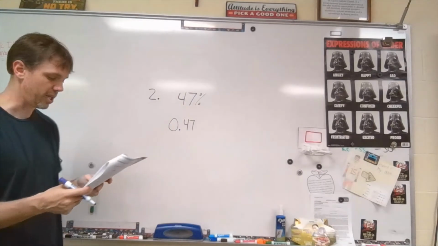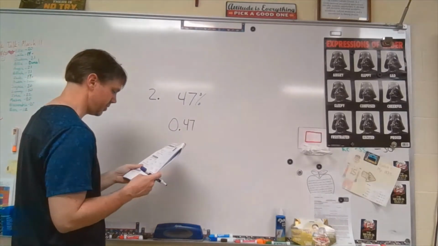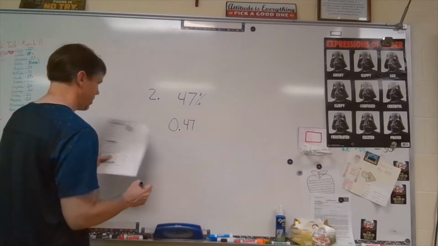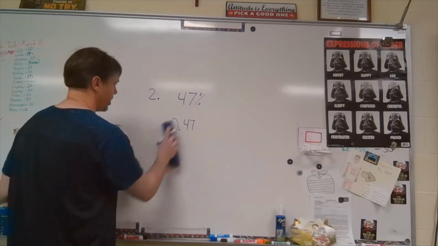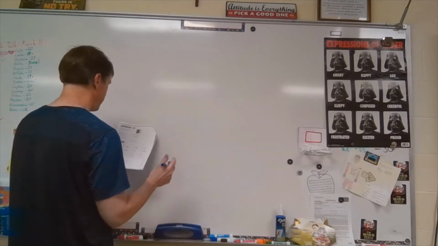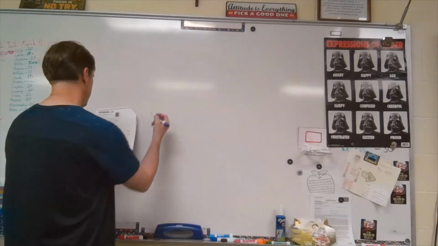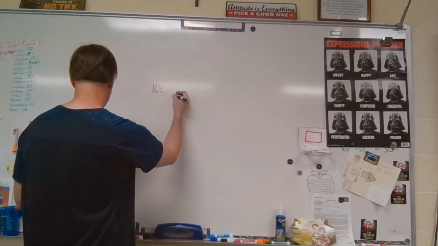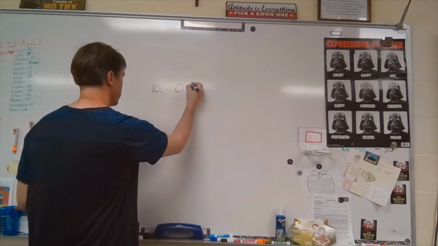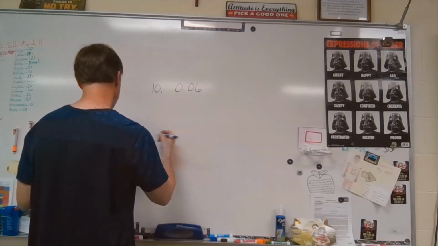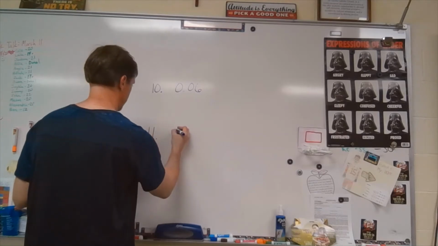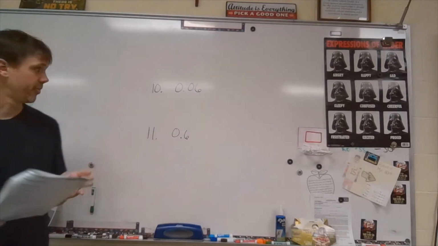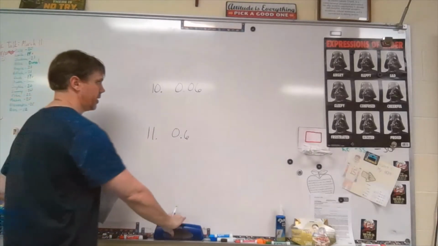Okay. So then number 4. Let's not do 4. Oh, I tell you what, let's do number 10 and number 11. So this one is pretty easy. Now 10 and 11 involve converting a decimal to a percent. So number 10 is we are converting 0.06, and then number 11 is 0.6.